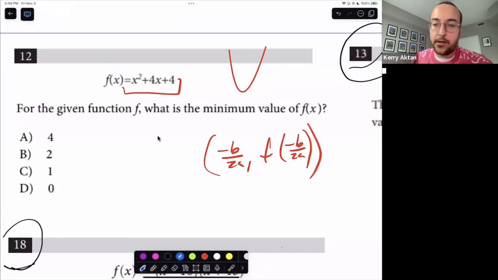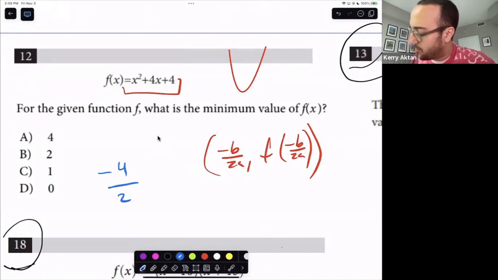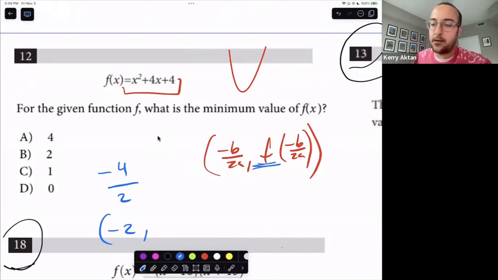So this is kind of the slow way to do this, to be honest, but this always works in standard form. You would do negative 4 over 2. That's an x coordinate of negative 2 for the max or min. At that point, what does f equal? Plug this back into the function. You'll get 0. The answer is D.